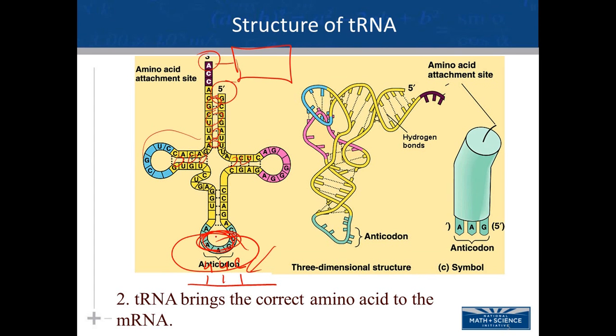Now, this two-dimensional cloverleaf structure doesn't stay flat. Instead, what happens is that it folds upon itself, forming a three-dimensional structure that looks almost like an L. So right down here is the anticodon, and then over here is where we would find the attachment of the amino acid.